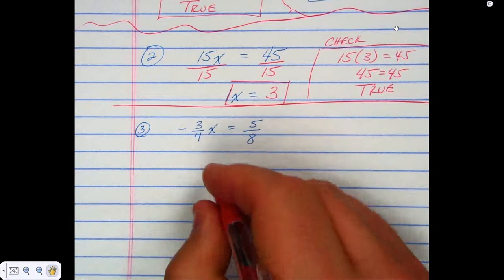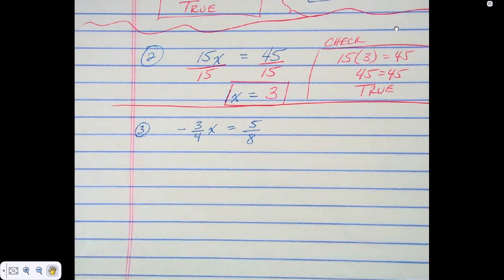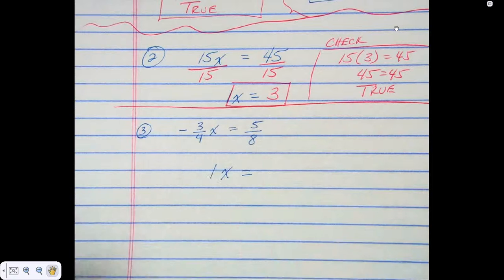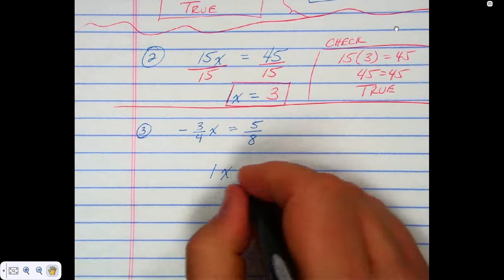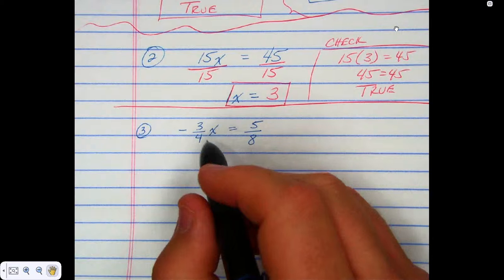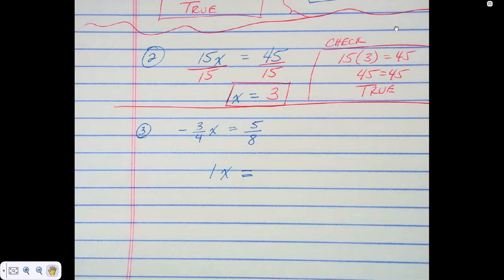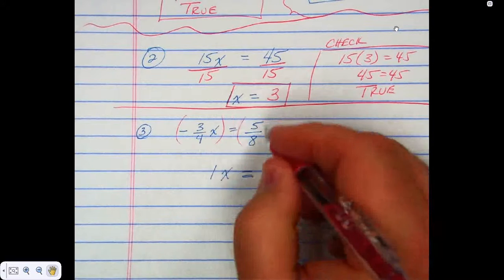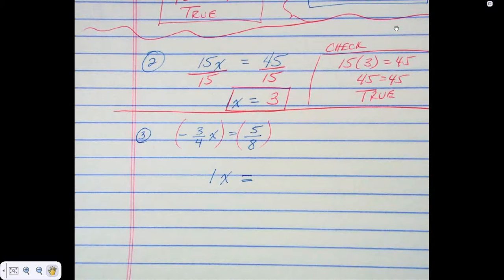What do I want to make the number in front of x into? I want to make it into a 1. Would everyone agree? Yep. I want to know what 1x is equal to. Right now, earphones off, please. I have negative 3/4 x equal to something. I want to make this into a 1. How do I make any fraction into a 1? Multiplying by its reciprocal. Well, what is the reciprocal of negative 3/4?